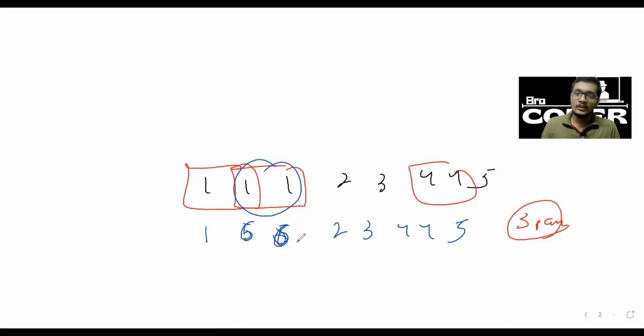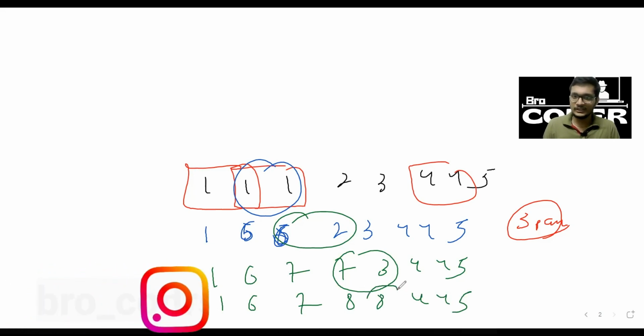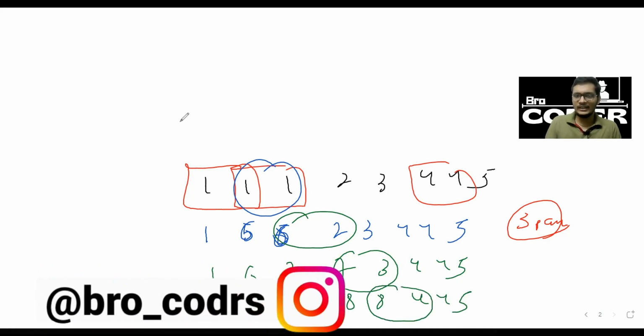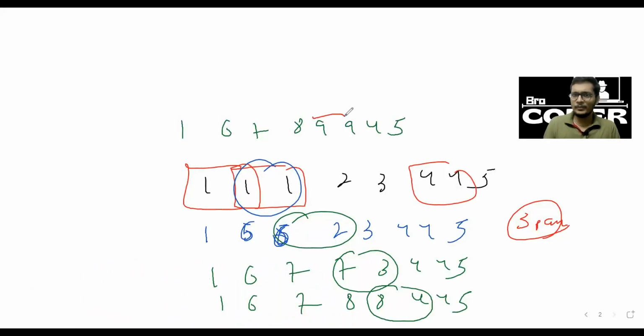So what can I do? I can make this 7, let's say 1, 6, 7, 7, 3, 4, 4, 5, and still there are two pairs, right? Now again I can set these two elements and make them 8: 1, 6, 7, 8, 8, 4, 4, 5. Still there are two pairs. Now I can set these two elements and make them 9: 1, 6, 7, 8, 9, 9, 4, 5. Now I believe there is only one pair, 9, 9.